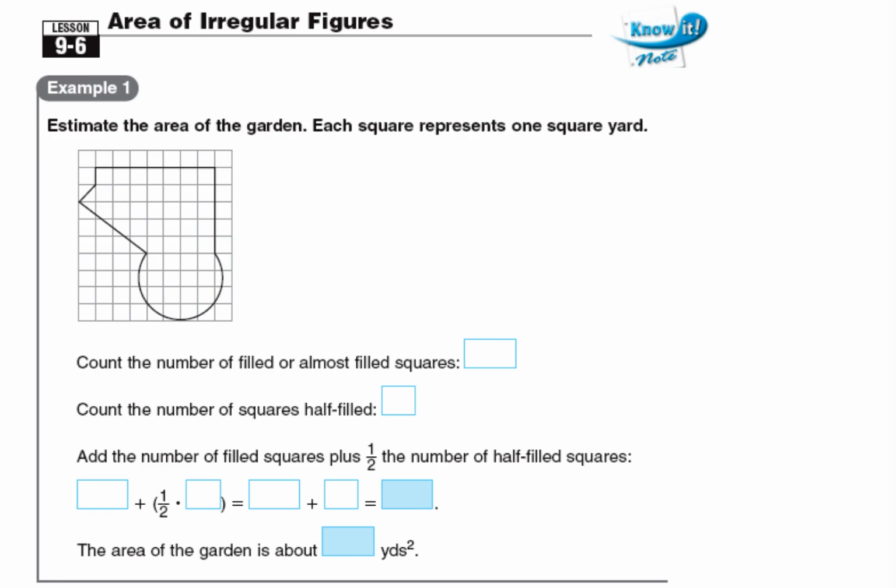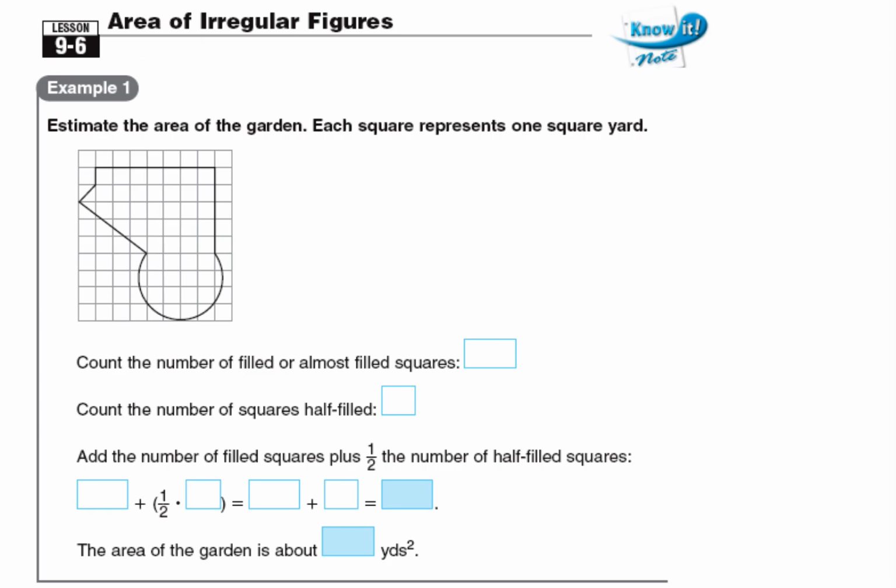So composite figures are irregular figures, that means the same thing. And we are looking at how individual shapes come together to make a figure that we need to find the area of. So we're going to start with this one that is on graph paper.